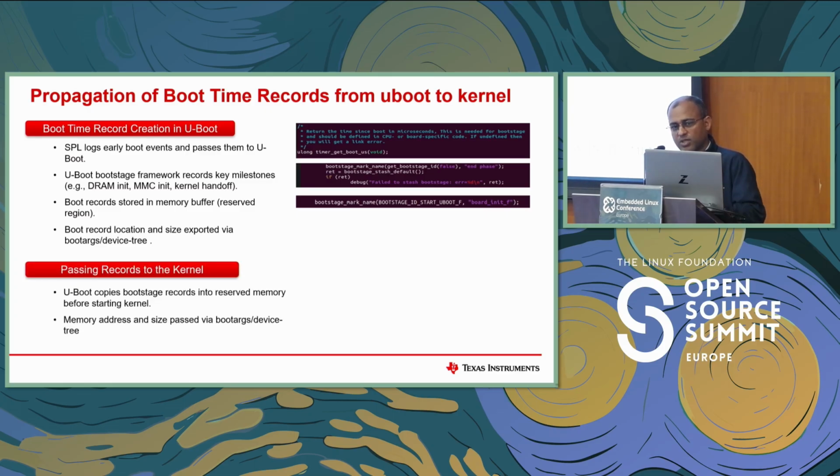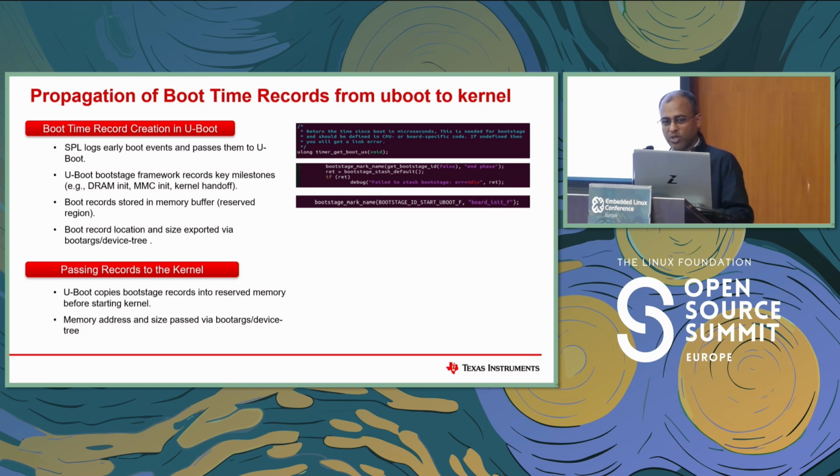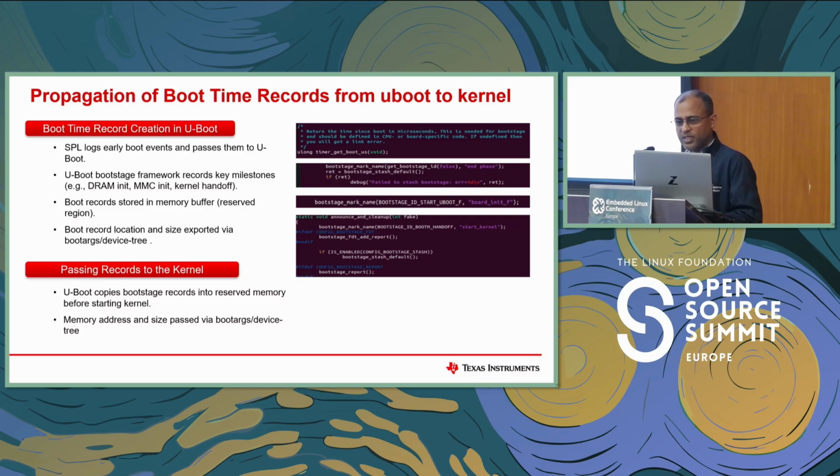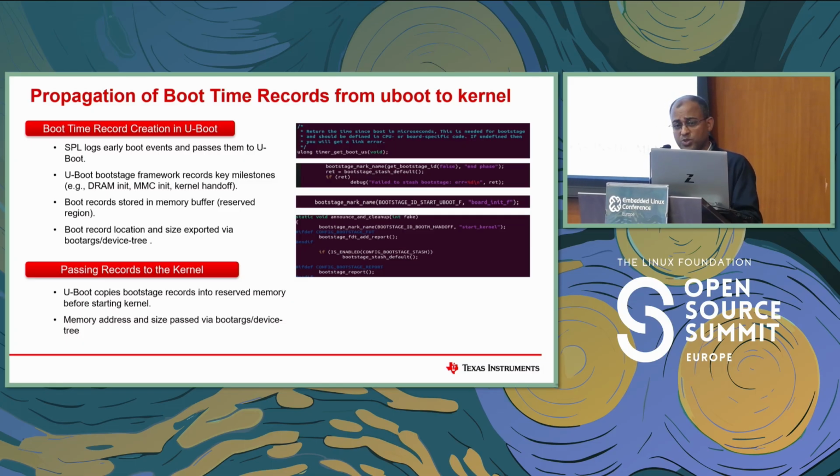Second stage, as I said, is passing to the kernel. So here we use the boot args or device tree. One important thing I missed here is when it writes to the shared memory. Just before the handoff, I have added this patch, which was not there. That's an RFC push where we have to stash just before handing off to the kernel. That's there in the announce and cleanup function. You see I have added the boot stage stash default. That is where it writes to the shared memory.